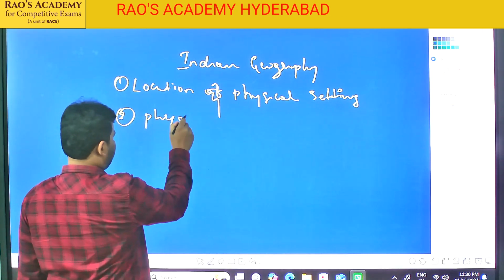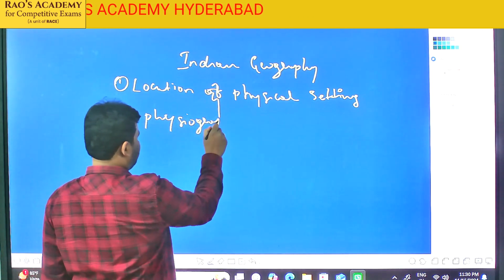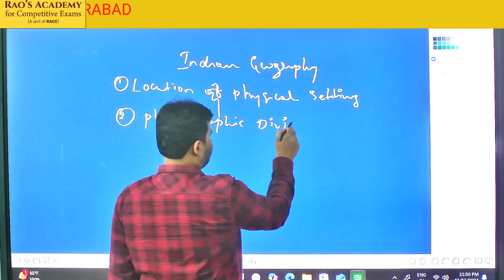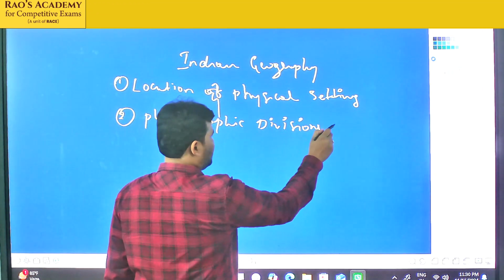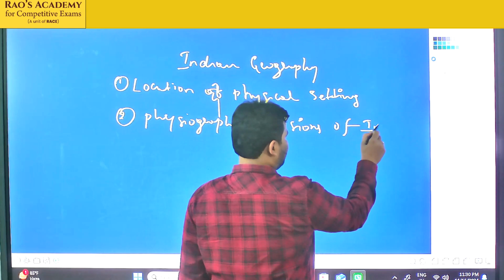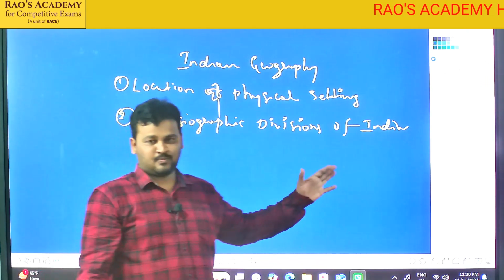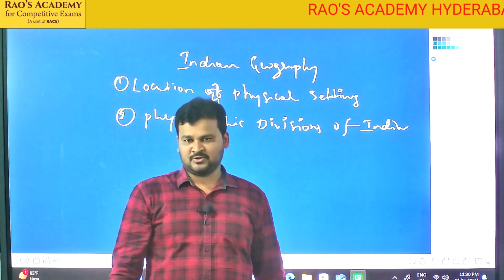And the second chapter is the physiographic divisions of India. Under this chapter you need to cover the various physiographic divisions of India. For example, the Himalayan mountains are one of the physiographic divisions in India.